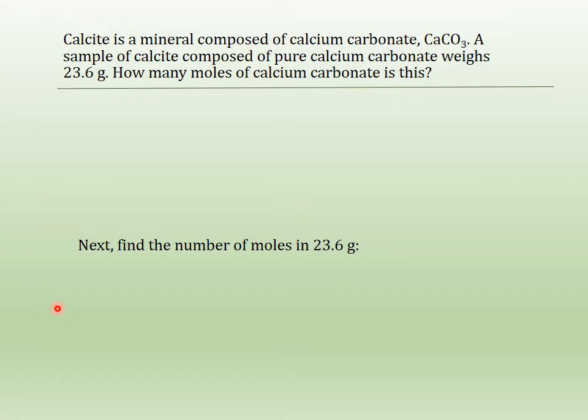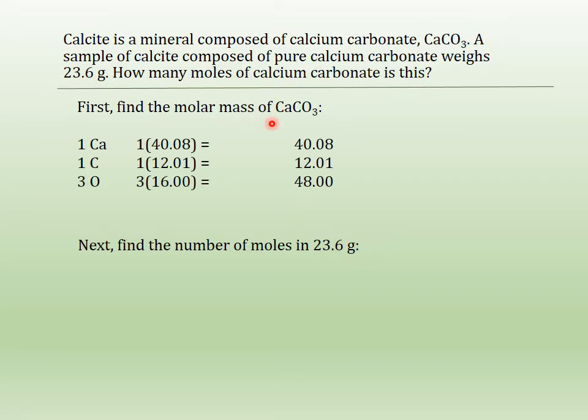All right, so let's work another example now. This one is calcite is a mineral composed of calcium carbonate. A sample of calcite composed of pure calcium carbonate weighs 23.6 grams. How many moles of calcium carbonate is this? So now you're converting grams to moles.